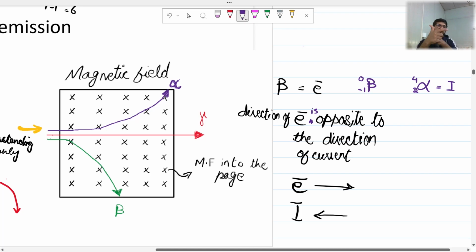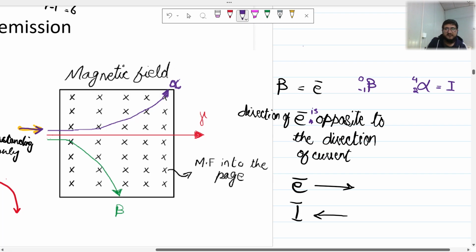Now this is your F, this is your B, and this is your I. First of all, point your B into the page, because over here the cross is showing that the magnetic field is into the page. So I just pointed my finger towards the direction of the magnetic field. Now this finger is indicating the direction of the current. Okay, so for the alpha, the direction of the current is from left to right, because you said that the radiation moves in this way.